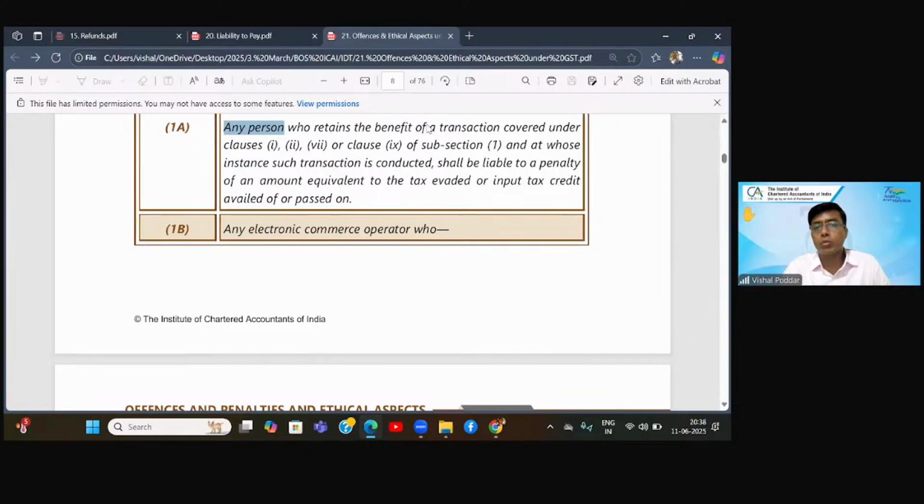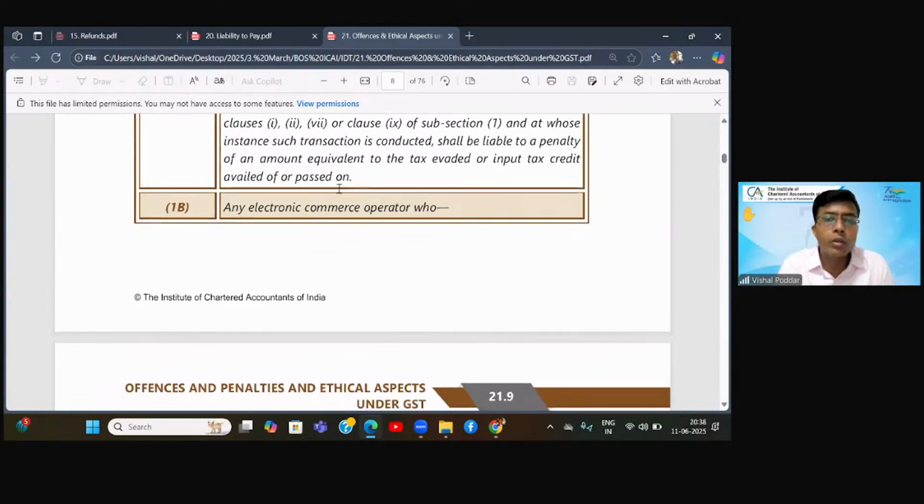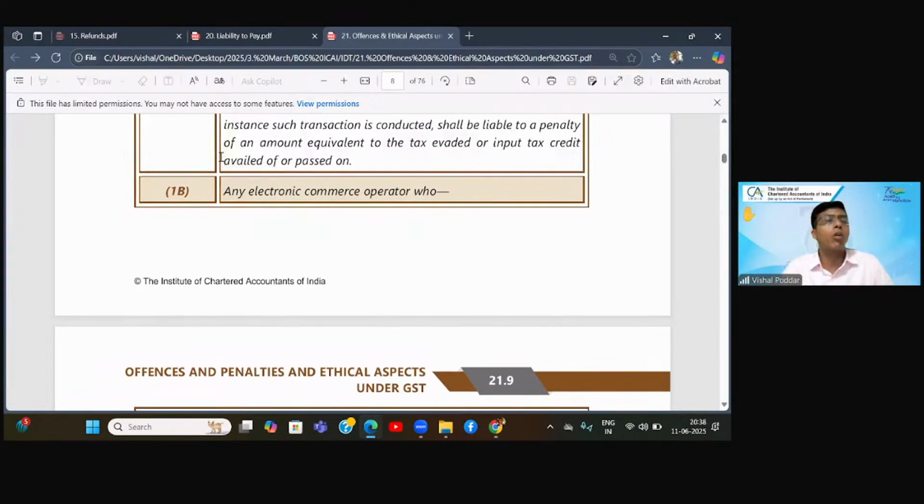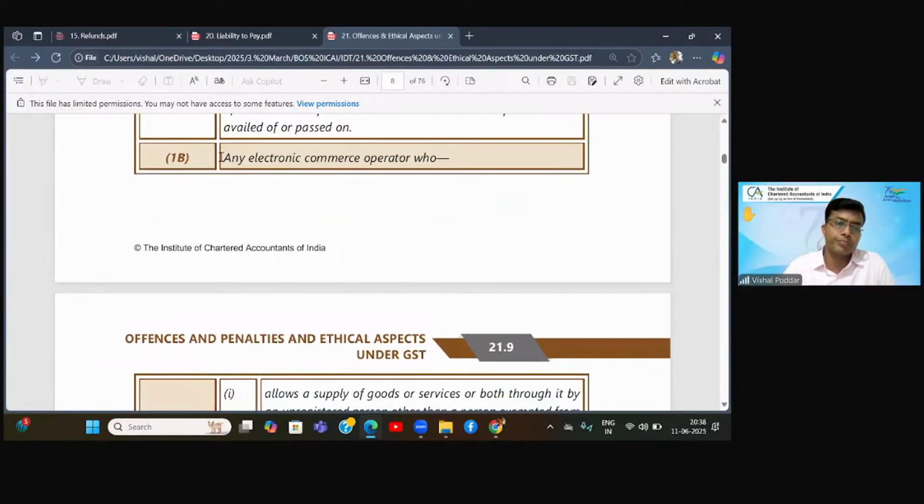So a person who retains the benefit of the transactions covered under above clauses and at whose instance such transaction is conducted. Now see again, a company is a non-living person. So how can a company engage in the above transactions? Maybe it is you who has done the transaction in the company's name because you are running that company. So by default, you will fit in this also, that at whose instance such transaction is conducted shall be liable to a penalty equivalent to the amount of tax evaded or ITC wrongly availed or passed.